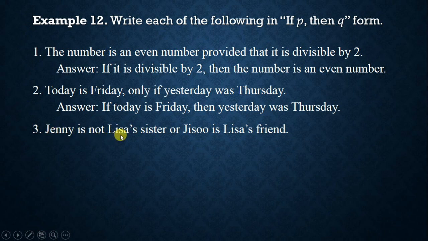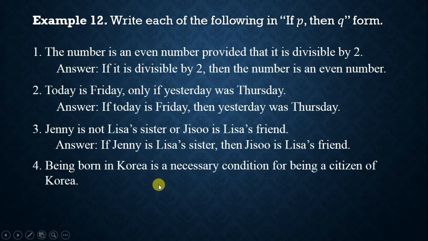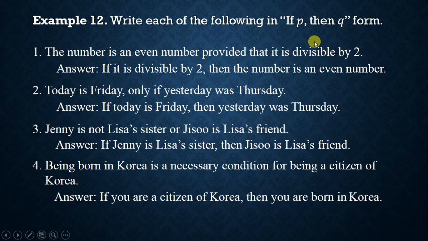Jenny is not Alisa's sister, or Jisoo is Alisa's friend. So in if P then Q form: if Jenny is Alisa's sister, then Jisoo is Alisa's friend. Next, being born in Korea is a necessary condition for being a citizen of Korea. So the answer in if P then Q form: if you are a citizen of Korea, then you are born in Korea.